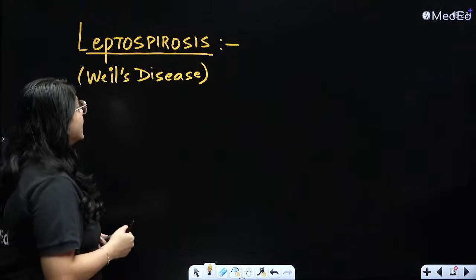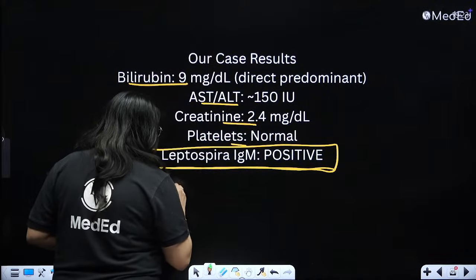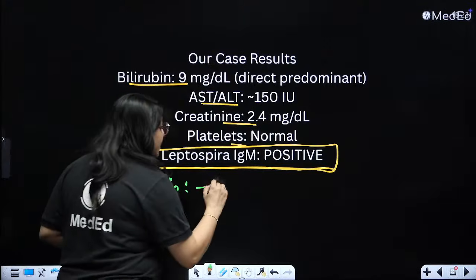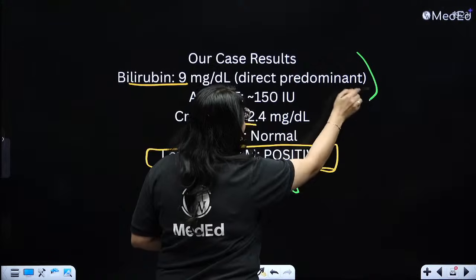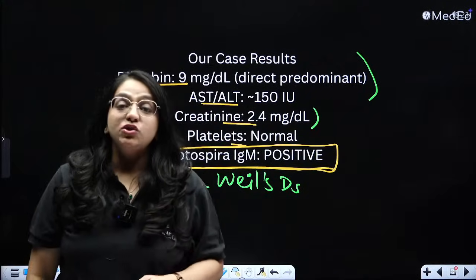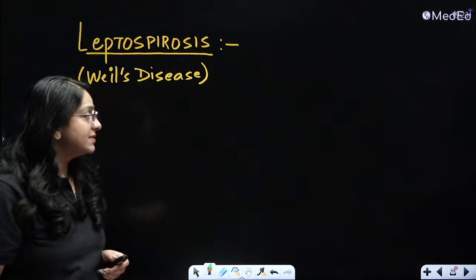So our patient has all these three. So instead of saying that the patient has leptospirosis, what is our diagnosis now? The diagnosis here is not leptospirosis based on Leptospira IgM. The diagnosis here is Weil's disease. Why? Because there is liver failure and there is acute kidney injury also associated. So hepatorenal hemolytic syndrome is what is Weil's disease.